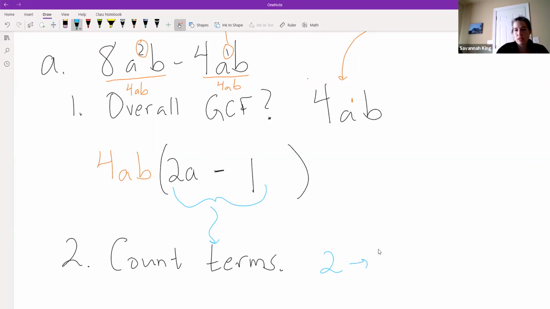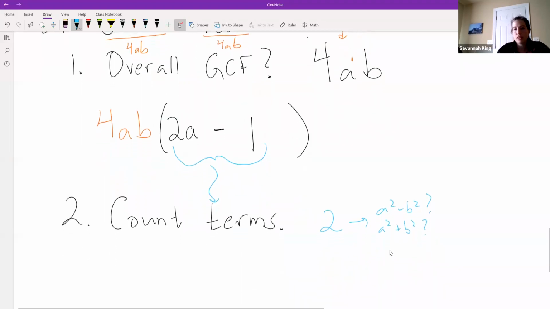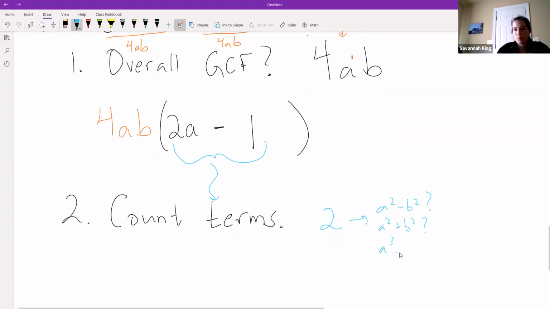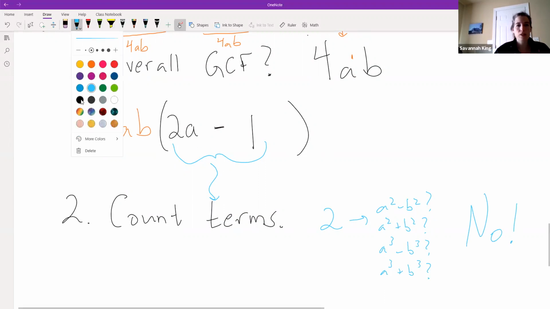So is this any kind of a squared minus b squared, a squared plus b squared? You can see as I'm starting to write these up that we really don't have squaring or cubing going on. So just a big no there. None of these end up panning out. And that's good news because that means our work is done.